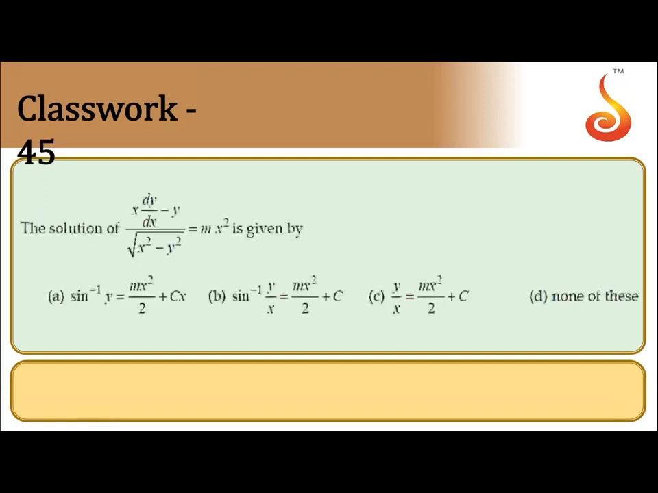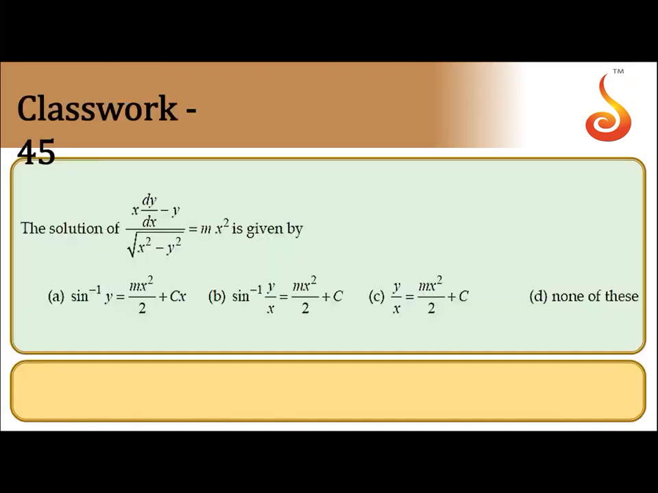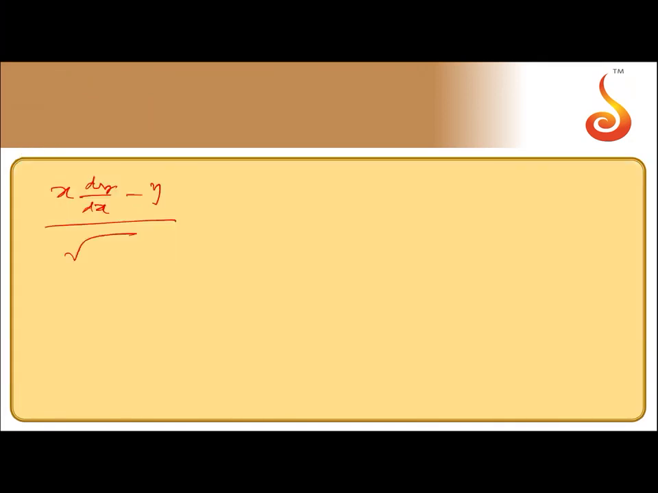Coming here, the next one: x into dy by dx minus y by root of x square minus y square equals m x square. That is, x multiplied by dy by dx minus y divided by root of x square minus y square is equal to m times x square.